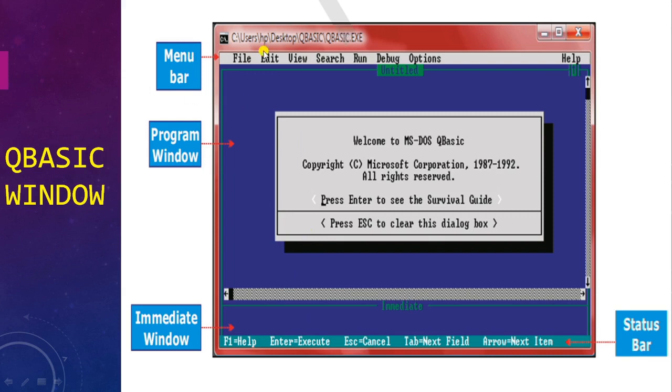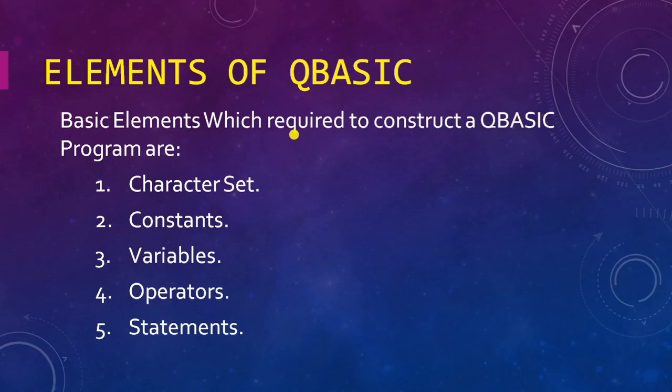So basically this is the window where we write the programs. We cannot just open any editor and start writing. QBASIC is the editor for writing BASIC programs. Okay. Next, the elements of QBASIC.